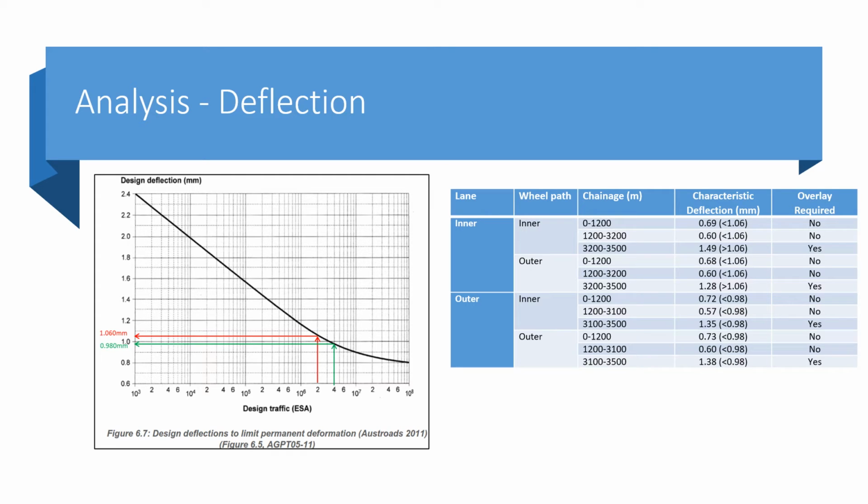The next slide indicates that the design deflection for design traffic for 2 times 10 to the 6 ESA for the inner lane and 4 times 10 to the 6 ESAs for the outer lane are estimated to be, if you look on the graph there, 1.06 millimetre and 98 millimetre respectively.